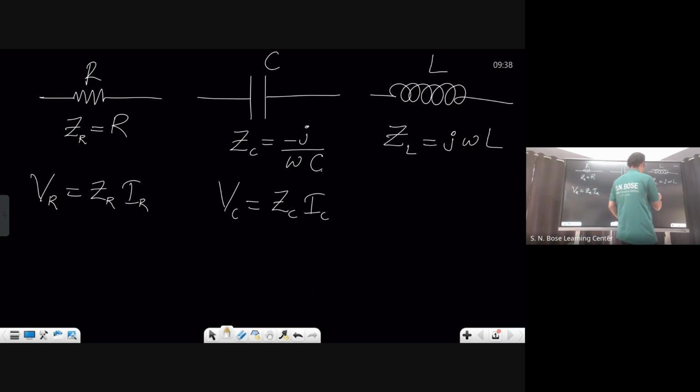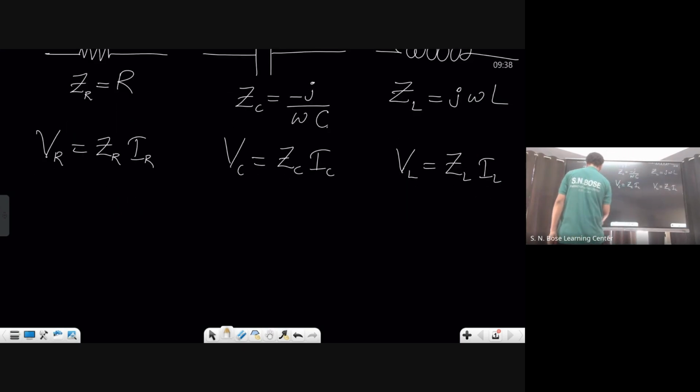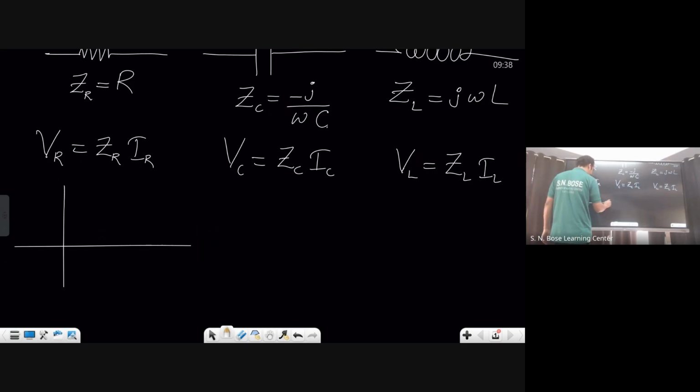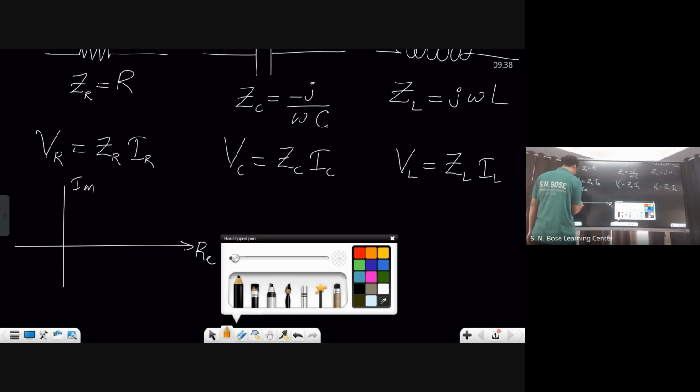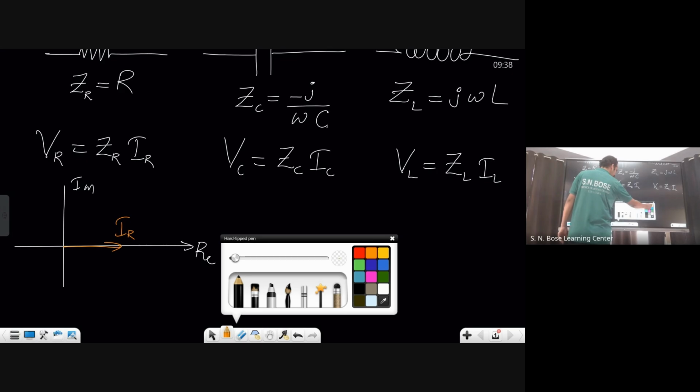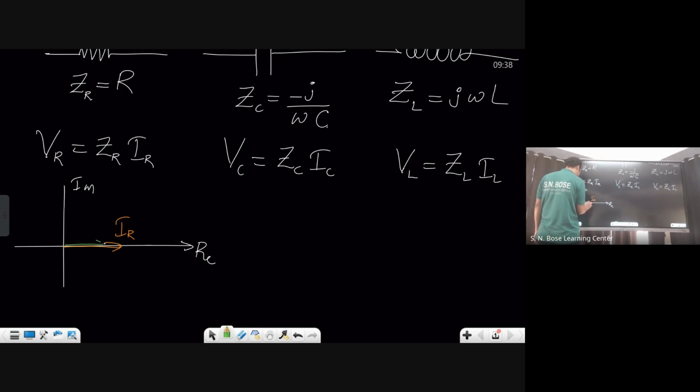Voltage across the inductor is related to current through the inductor by ZL. IL, L means inductor here. You got my point? So this is the real axis, imaginary axis. Usually in this kind of circuit, I'll take current along the real axis. Then I'll check where the voltage is. That will give me leading or lagging. This is my IR. My VR is also here only. They will be in phase actually.